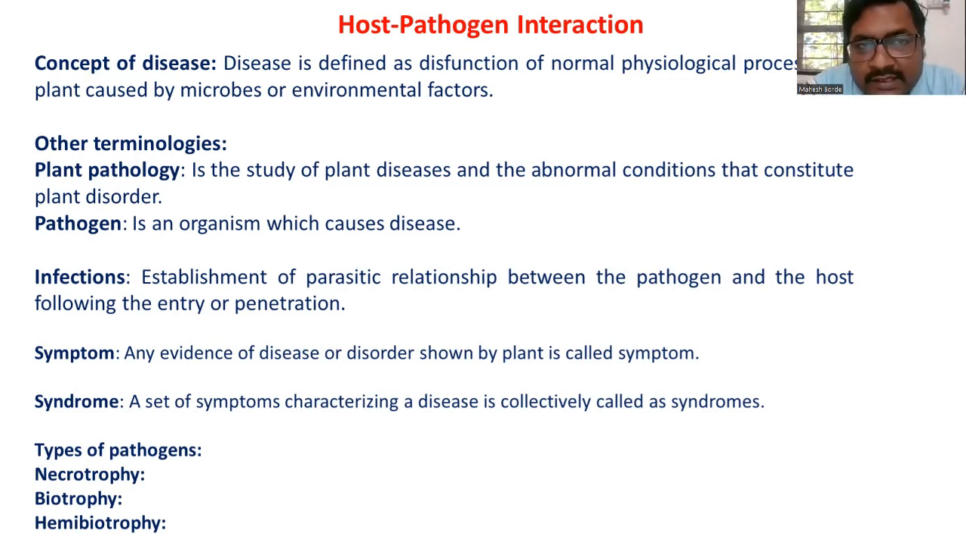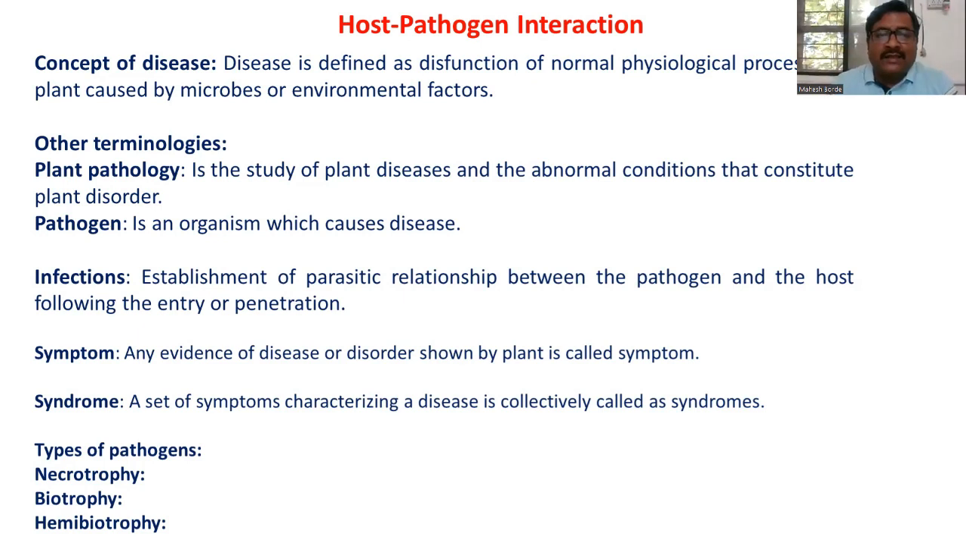Now, specifically for fungus, there are three main types of pathogen observed in nature: necrotrophic, biotrophic, and hemibiotrophic. A necrotrophic pathogen is one that, when it enters the plant cell, first kills the plant cell and then takes the food material from that dead cell. That is called necrotrophic.